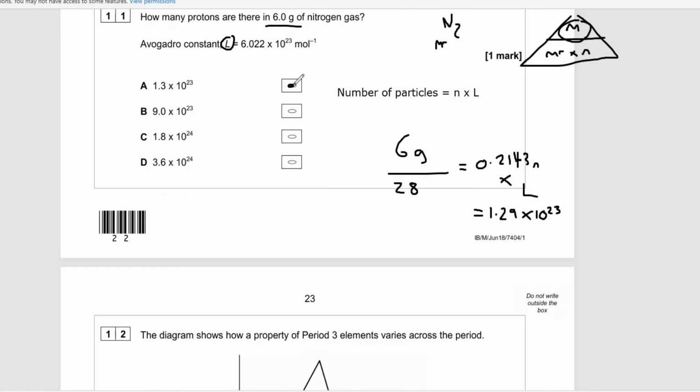A lot of people are going to make a mistake here and put A. But of course, A isn't the correct answer, because the question asks for how many protons are there. Now, how many protons are there in each of those 1.29 times 10 to the 23 particles? Well, they're N2 particles, and each nitrogen atom has 7 protons, but there's 2 in each particle because it's a molecule. So there's 14 protons in each one. So we need to times the number of particles by 14, because each nitrogen molecule has 14 protons. So we go 14 times 1.29 times 10 to the 23, and we get C. 1.8 times 10 to the 24 is the correct answer. I hope that helps.